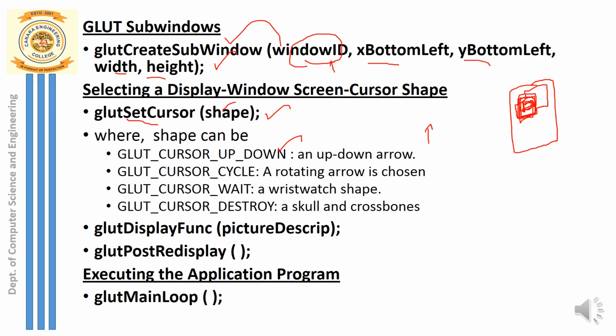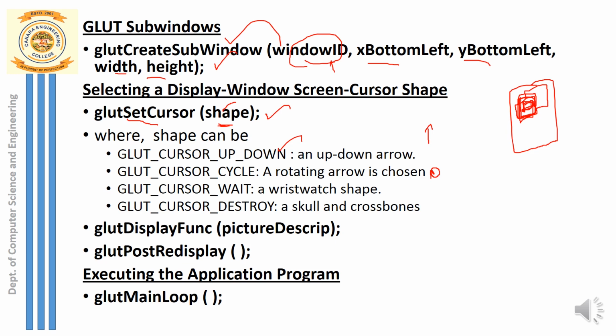Or if I want a rotating arrow type of cursor, I can make use of the parameter GLUT_CURSOR_CYCLE. Remember, all these parameters you can pass here. And then GLUT_CURSOR_WAIT, which is a wristwatch shape type of cursor. And the last one is GLUT_CURSOR_DESTROY, wherein a skull and crossbones type of cursor will appear on the screen. So these are the 4 shapes that you can give for the cursor.